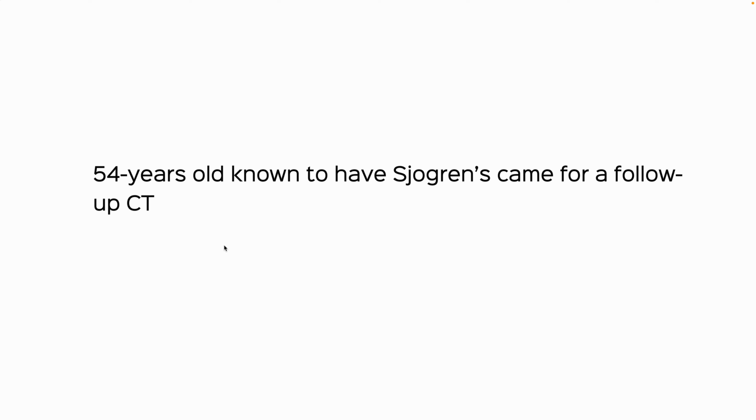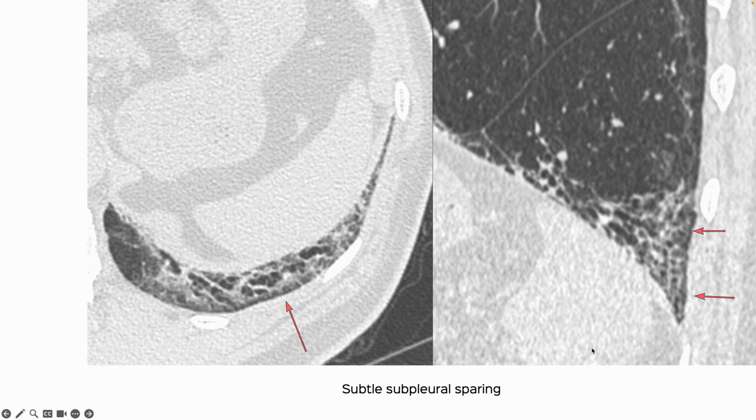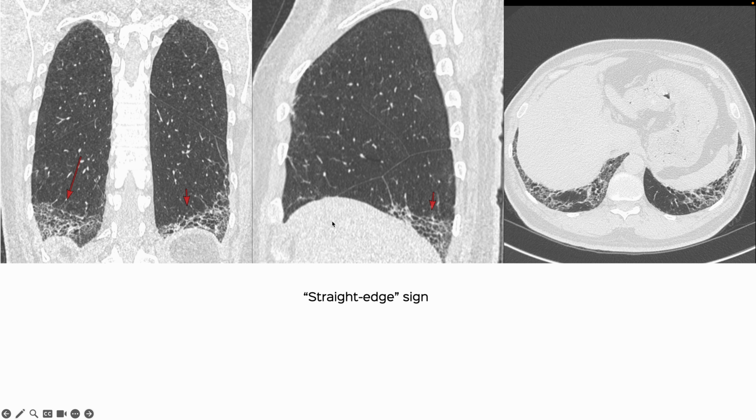This is a 54-year-old known to have Sjogren's, who came for a follow-up CT. You can see here that there are reticular opacities, there's traction bronchiectasis, there's a little bit of subpleural sparing, there's temporal and spatial homogeneity, and there's basal predominance. You can see that subtle subpleural sparing on the axial and sagittal images. So this is a classic fibrotic NSIP pattern consistent with Sjogren's ILD.